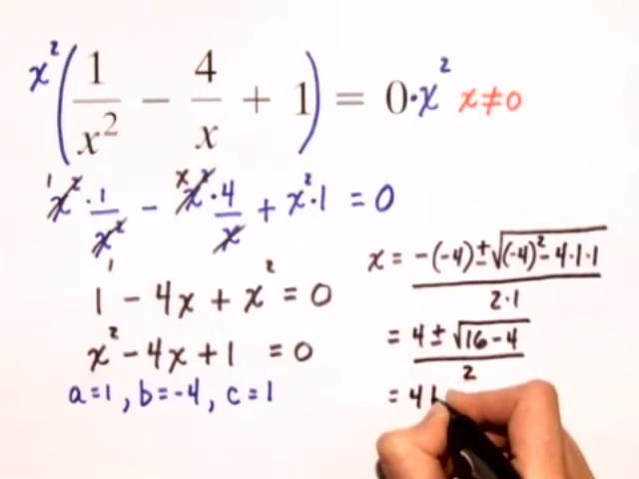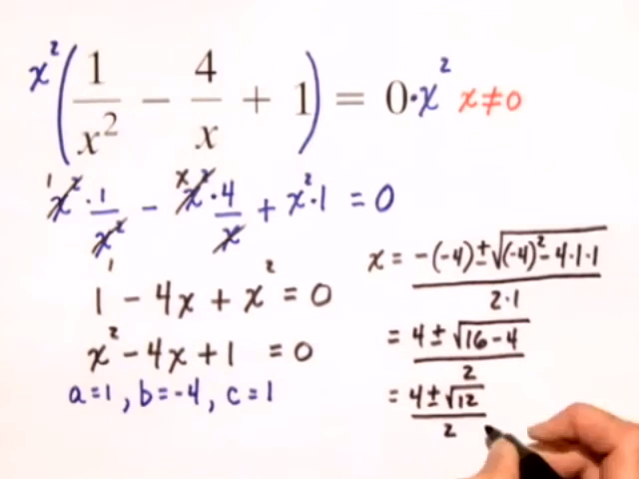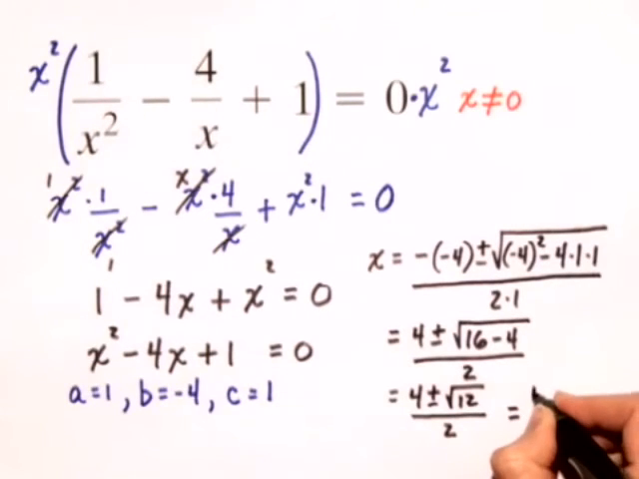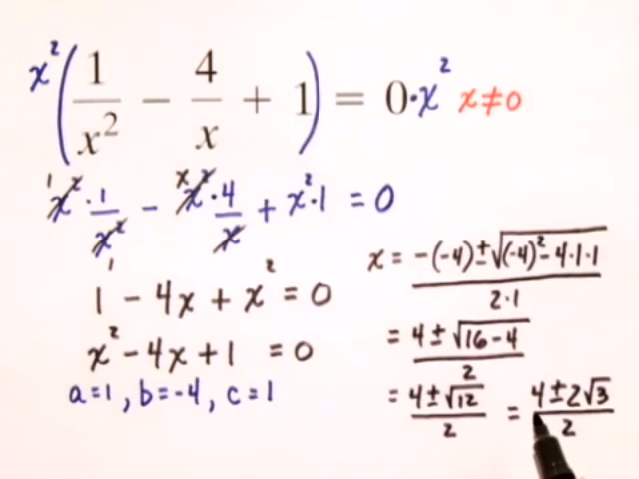That simplifies to 4 plus or minus the square root of 12 all over 2. Remember, the square root of 12 is the same as the square root of 4 times the square root of 3. So this simplifies to 4 plus or minus 2 times the square root of 3 all over 2. Now, before we write our final answer, we need to make sure that we've factored the numerator completely and divided out any like factors. And notice, we can actually factor out a 2 from the numerator.